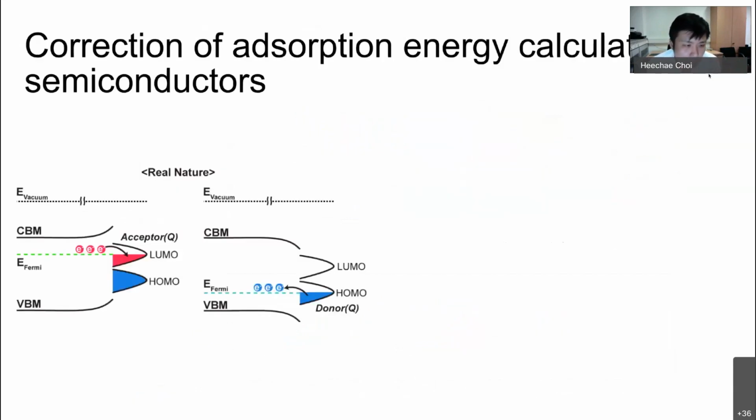In real nature, when an acceptor adsorbate gets an electron, the LUMO level is filled as the electron is given by the semiconductor. And the donor level of the adsorbate gives an electron to the semiconductor. Then the electron is given to the Fermi level. This is how adsorption happens with charge acceptor and charge donor.